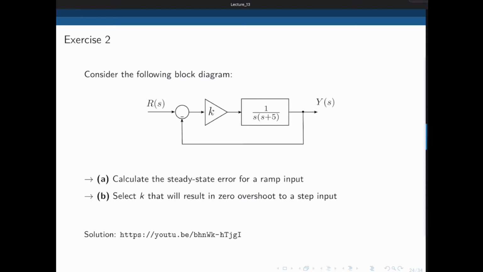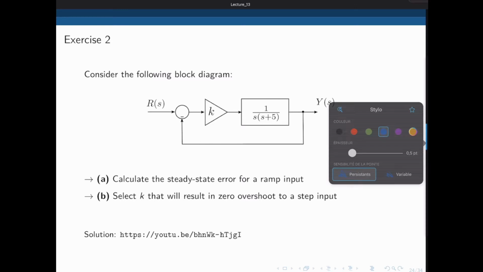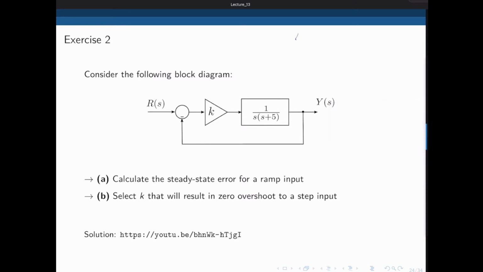Transfer function? The transfer function. So let's do this. Try to calculate the transfer function. I'll give you a few minutes. Try to calculate the closed loop transfer function. That will be in the form of h of s divided by 1 plus h of s. That's Y of s over R of s.